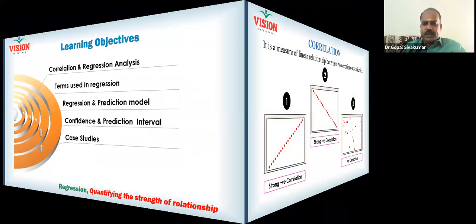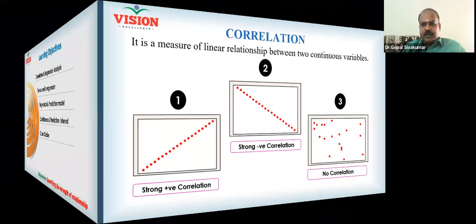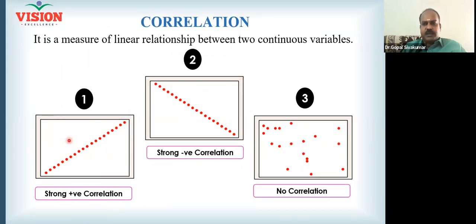And now look here, I have shown 3 scatter diagrams. Now tell me, the first scatter diagram, what kind of relationship is it? Strong positive. The second one, strong negative. The third one, completely scattered. No correlation. That means no correlation and no relation.